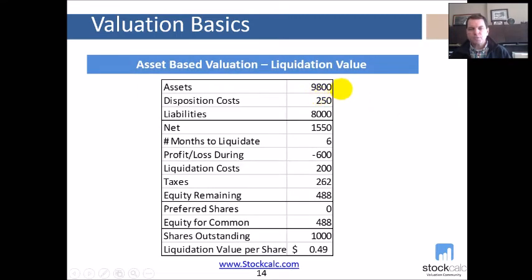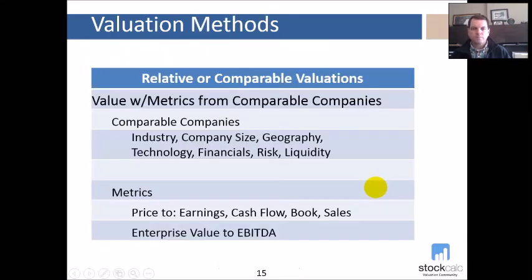On a liquidation basis, we would take the market value of the assets, and there's some costs that we would take into consideration here. Disposition costs, profit or loss during a liquidation, any specific cost during that liquidation, taxes that have to be paid if there's profit that's still remaining, the liabilities that are in the company. So as you can see, we would subtract these down until we get the equity remaining in the company. If there's preferred shares, we would remove those and then divide by the number of shares outstanding to give us a liquidation value per share. Again, both of these are available within StockCalc.